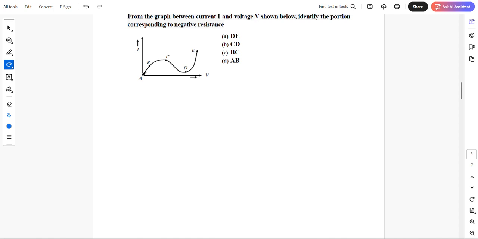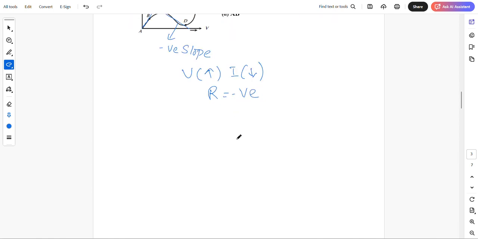If you observe the slope of AB, it is positive, therefore resistance is positive. Now the slope of CD is negative. Here voltage is increasing and current is decreasing, therefore R is negative. So the correct answer is CD, because slope is negative. V is increasing, I is decreasing, R is negative. CD is the right answer.